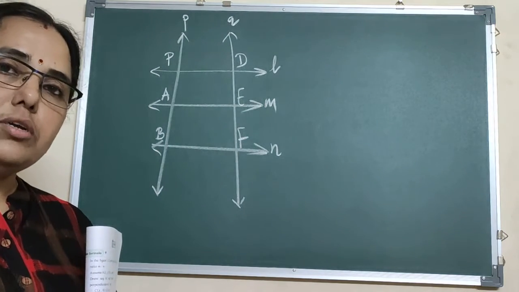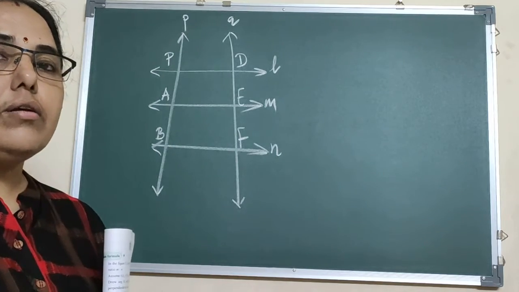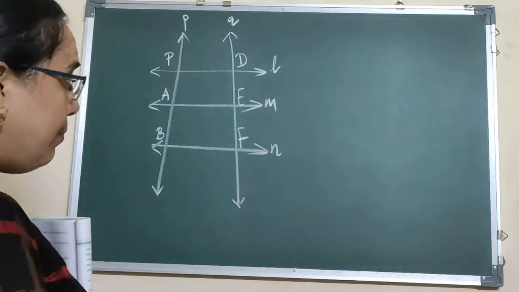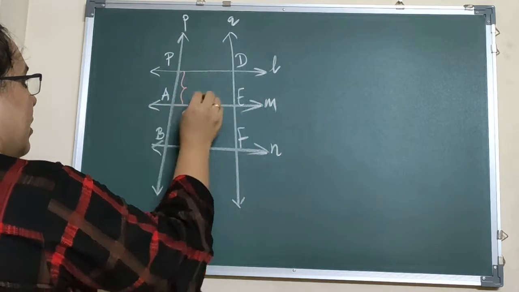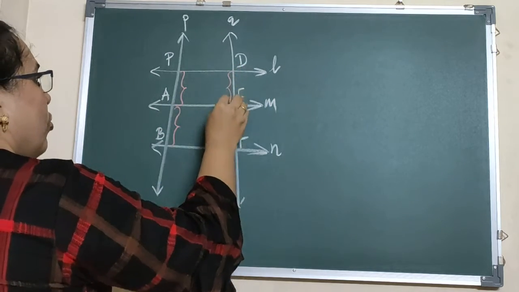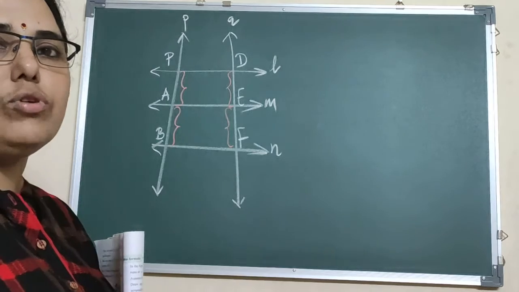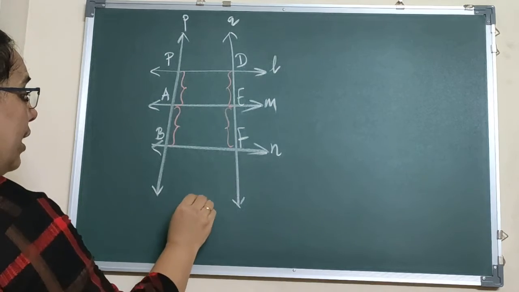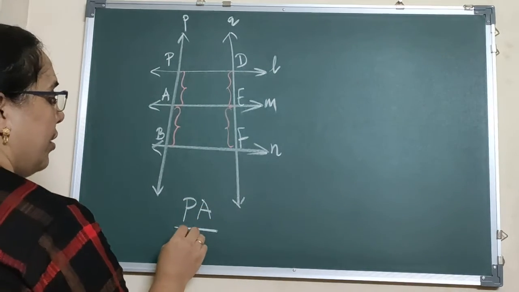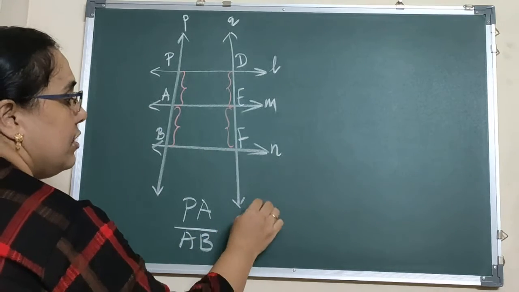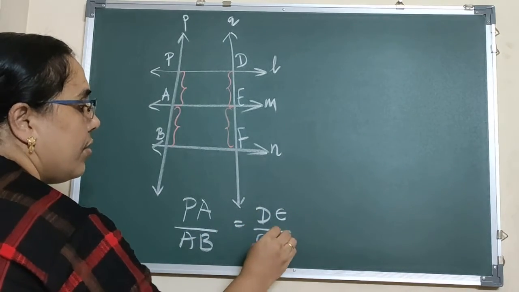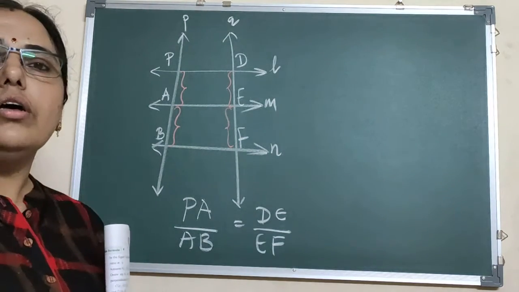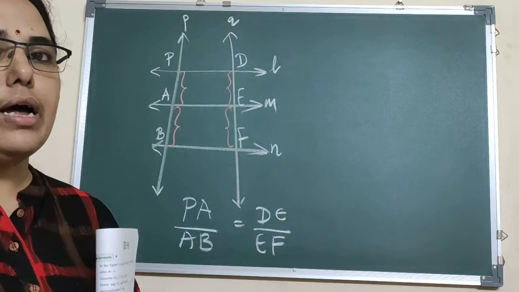So what is the concept here we have learned is that when the transversals are intersected by three parallel lines, the intercepts made, what are the intercepts? Yes, these are the intercepts. So on one transversal you can see there is a formation of two intercepts. So the concept here we know is PA upon AB is equal to DE upon EF. This is a concept we know, and this is because of the intercepts formed by three parallel lines.